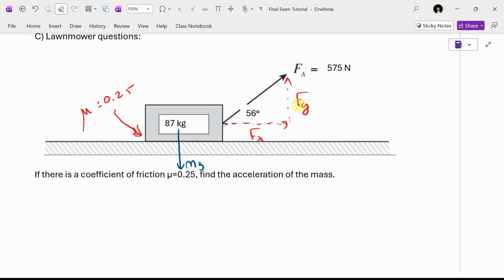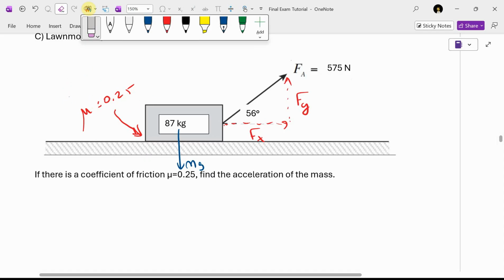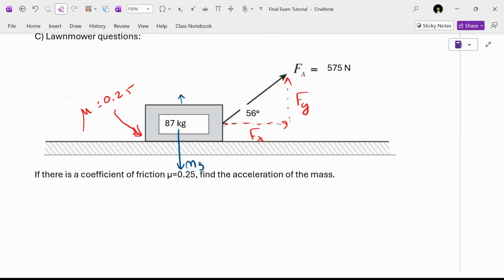Why? Because this is lifting up. If instead we were pushing down at an angle, I would have a diagram that looked like that, and I would have a bigger normal force. That would be an easy way for me to make up a different type of lawnmower question. But here we're lifting up, so I'm going to really make it stupid obvious and exaggerate it. There's my normal force.